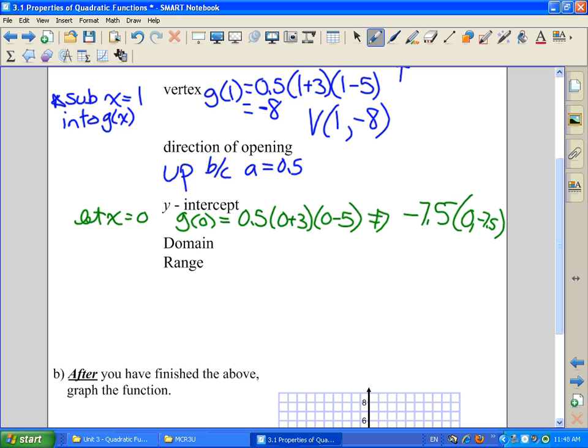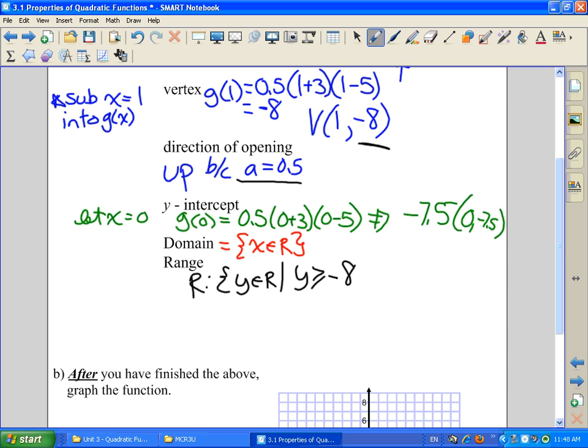It's our y-intercept. Okay, domain: again, domain for all quadratics is that x belongs to the set of real numbers. Whereas for our range, we're going to have that y belongs to the set of real numbers such that y is greater than or equal to negative 8. Again, the negative 8 is your optimal value from your vertex. And it's got to be greater than or equal to because a is positive, which means you have a minimum.